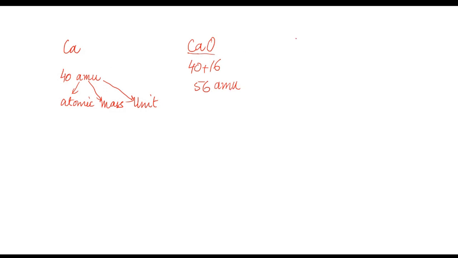Okay. Now, if I ask what is the mass of carbon dioxide? Carbon 12 plus oxygen 16 multiplied by 2. Very good. So 12 plus 32, the answer will be 44 AMU. Okay students, this is the mass of carbon dioxide.